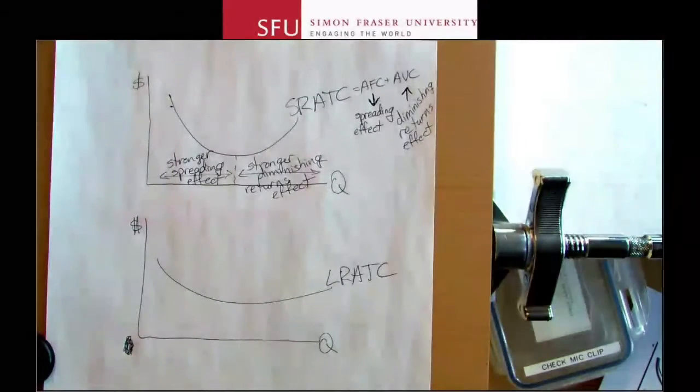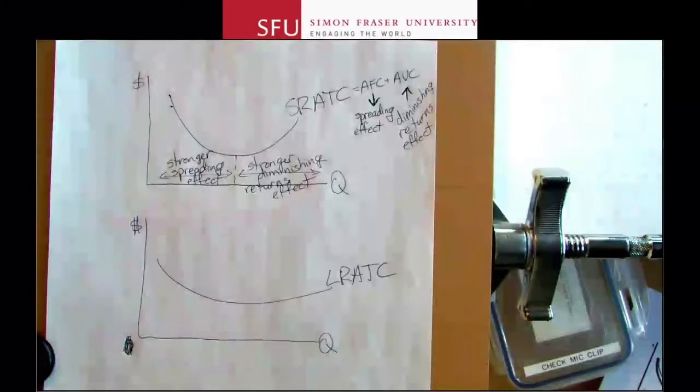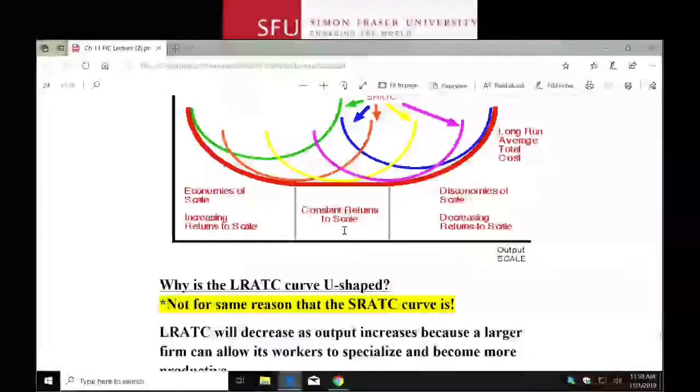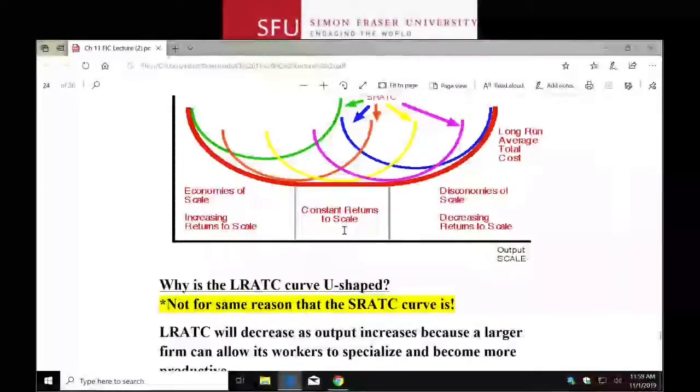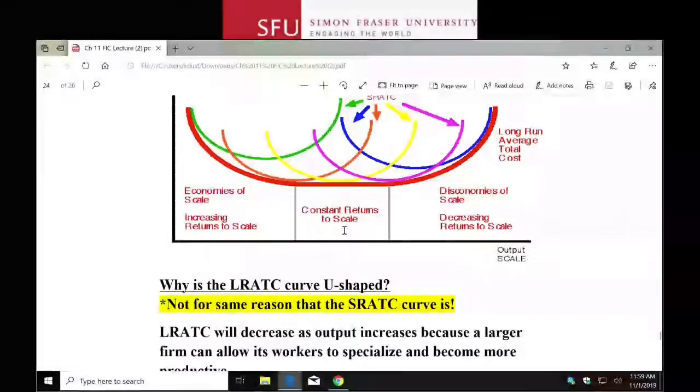Much more simple. All right, so first of all, oh wait, forgot about that note first. Okay, so why is the long run average total cost curve U-shaped? And I said not for the same reason as the short run curve. Okay, so not for the same reason, because there is no fixed cost in the long run.